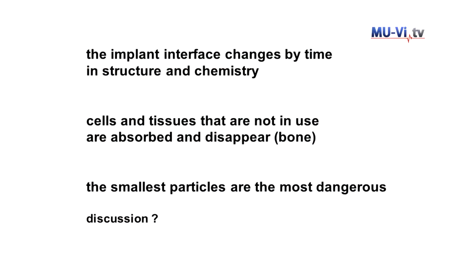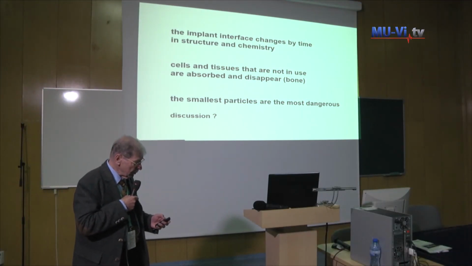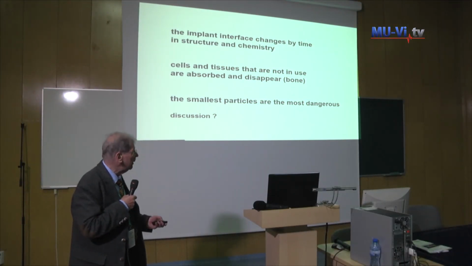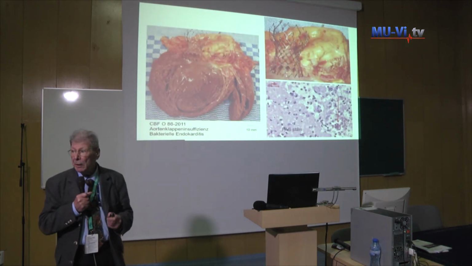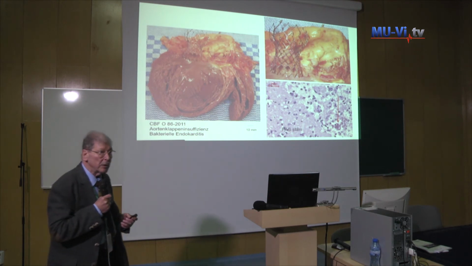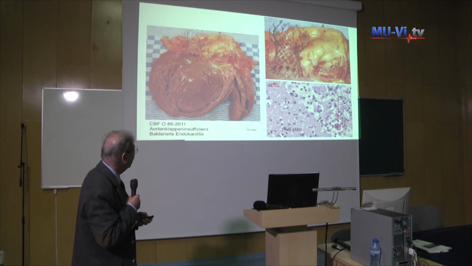So the implant interface changes by time in structure and chemistry. The cells and tissues that are not in use are absorbed and disappear. This is an important point. And the smallest particles are the most dangerous. So this would be something for a discussion. Now there is another, and this is my third part of the lecture.